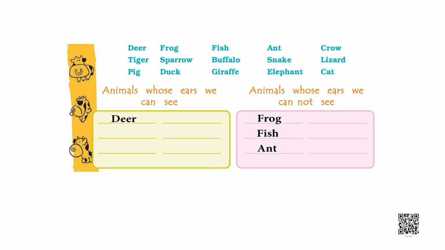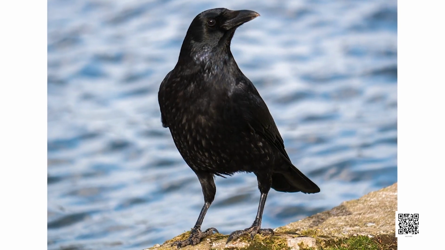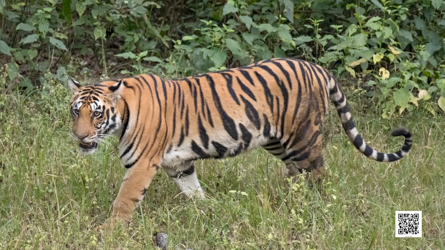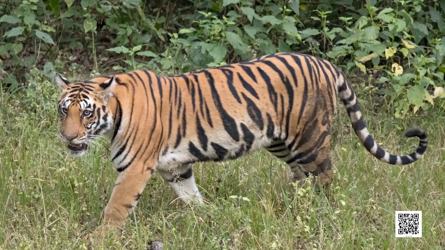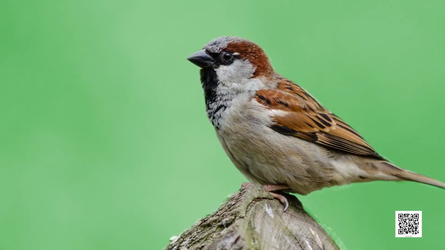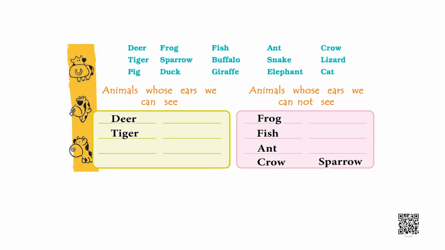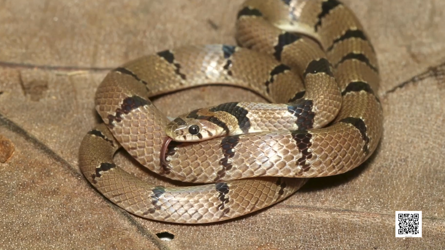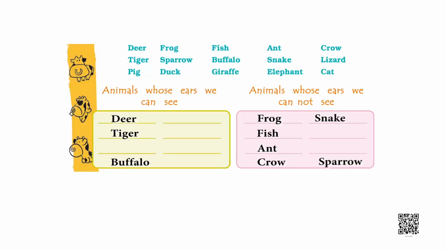You cannot see the ears. Then crow, right side. You cannot see the ears. Then tiger, left. Sparrow, right. You cannot see the ears. Buffalo, you can see the ears? Yes, ma'am. Snake, no, ma'am. You cannot see the ears of a snake. It will go to the right side.